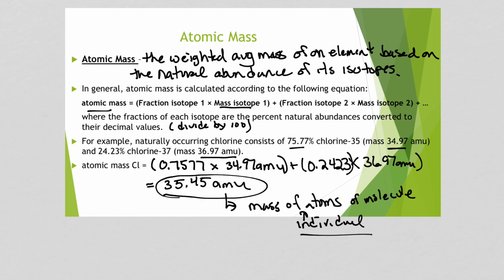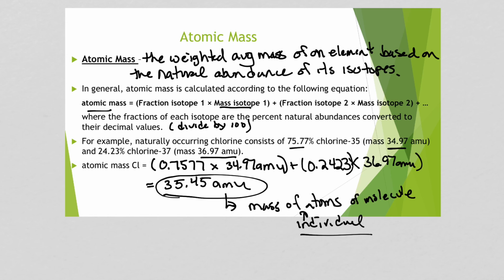And as you might start to realize, this is the mass that we see on the periodic table. If we look at chlorine on the periodic table and you look at the mass underneath it, it should be something very close to 35.45. The other number that we're given on the periodic table is the atomic number above, and typically below, we're given the atomic mass, the average mass of an atom.